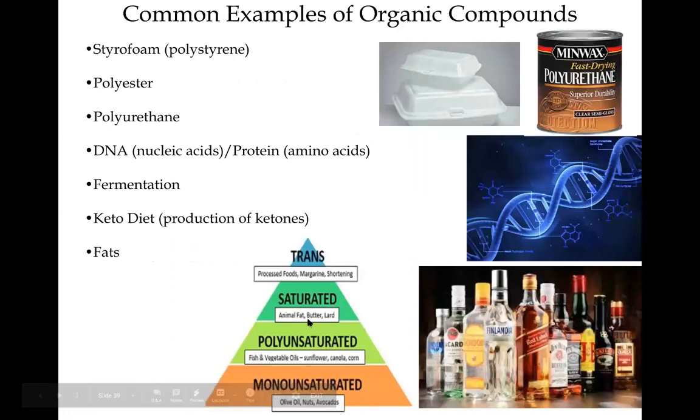Examples of organic compounds. Well, lots of examples. These are just a few, really. Styrofoam. We all know styrofoam. I think styrofoam was actually a brand name, like Kleenex is for tissue. Styrofoam is for polystyrene. Poly meaning many. Styrene is a type of molecule, so it's just a polymer of styrene molecules chained together.